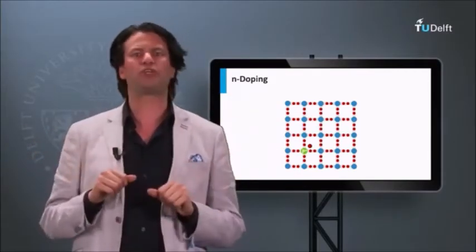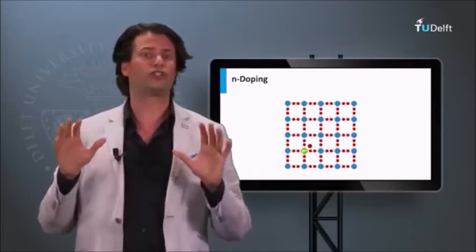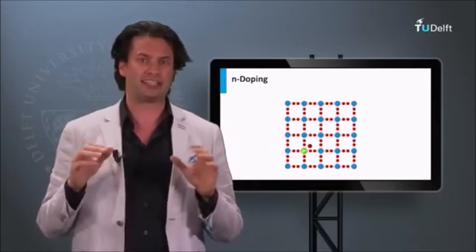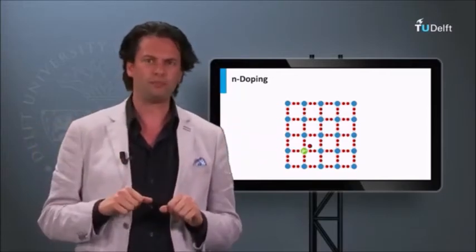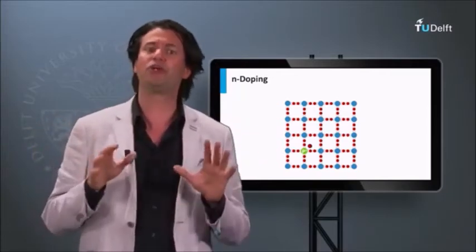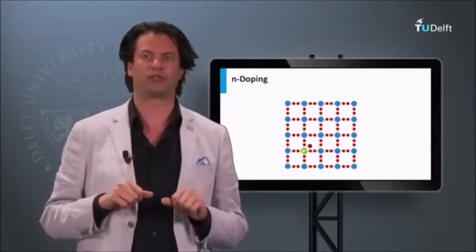For n-doped semiconductors, the electrons are called the majority charge carriers, as the density of the electrons is much higher than that of the holes. The holes are called the minority charge carriers in an n-doped semiconductor.